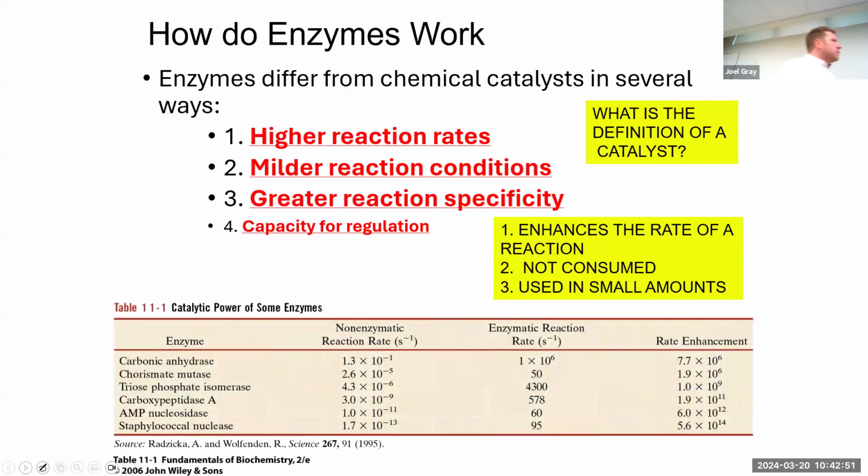Okay, now this is what I was wanting you to be familiar with respect to the magnitude of an enzyme speeding up a reaction. We have non-enzymatic reaction rate or enzyme reaction. So let's just take carbonic anhydrase. We have a non-enzyme catalyzed reaction, 1.3 times 10 to the negative 1. Our units there are per second. So think about this as this enzyme goes 0.13 times per second.